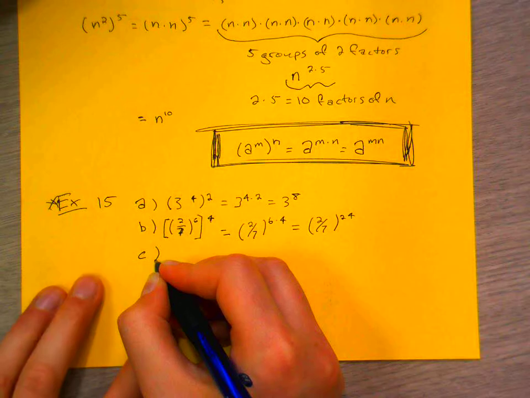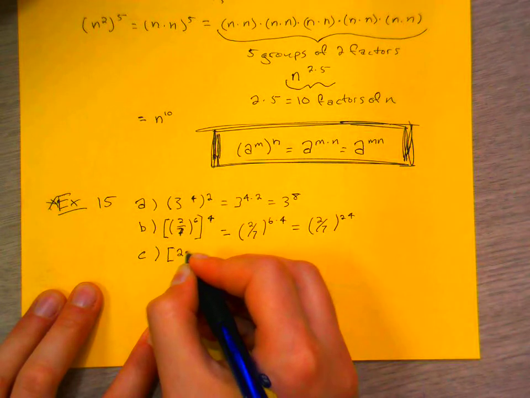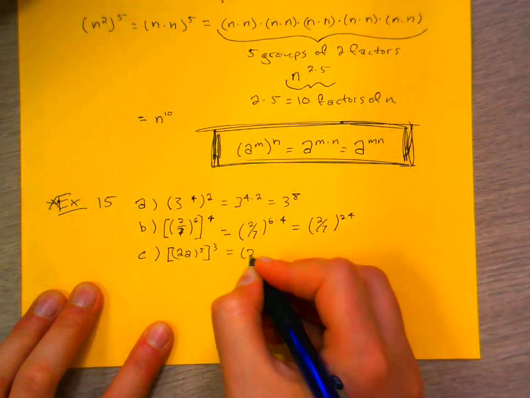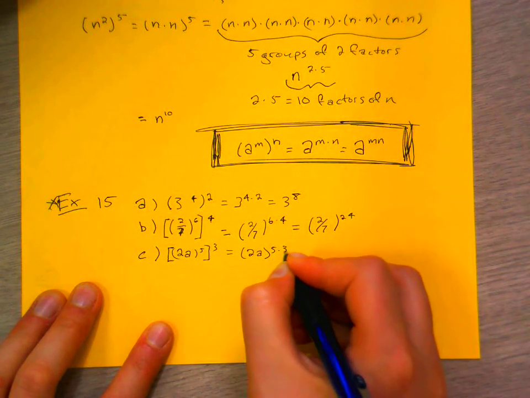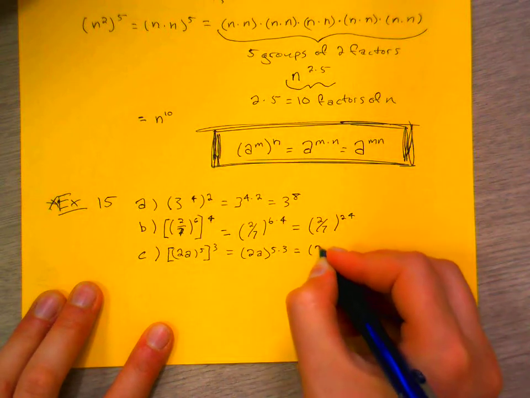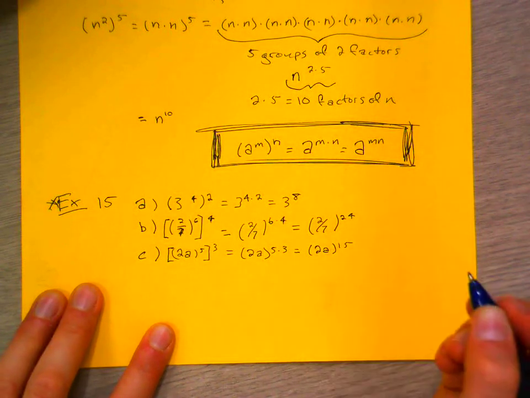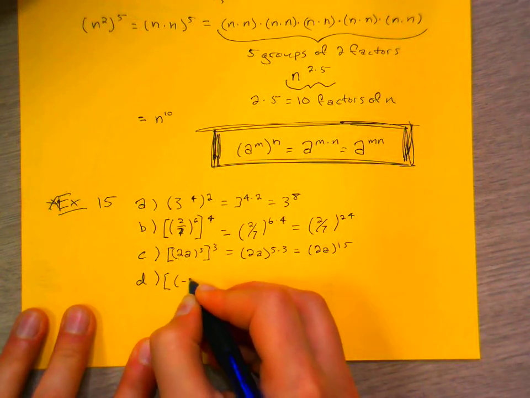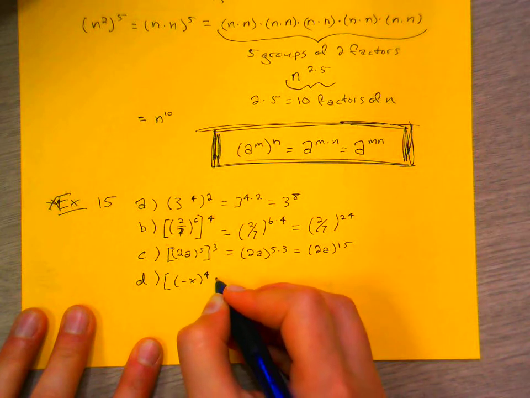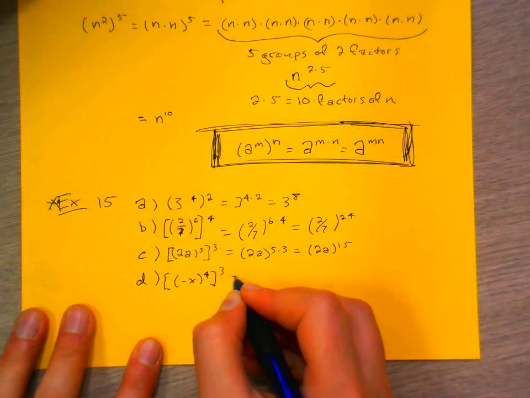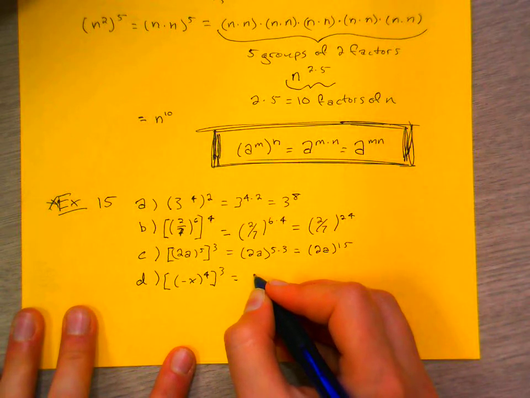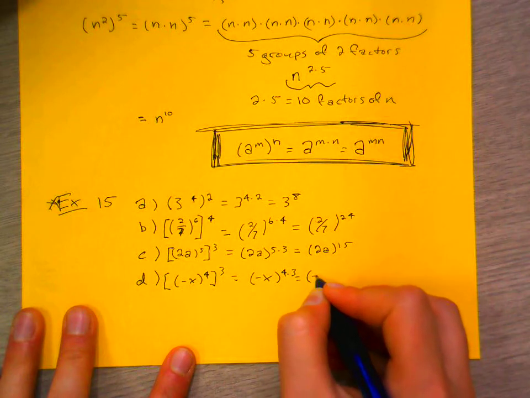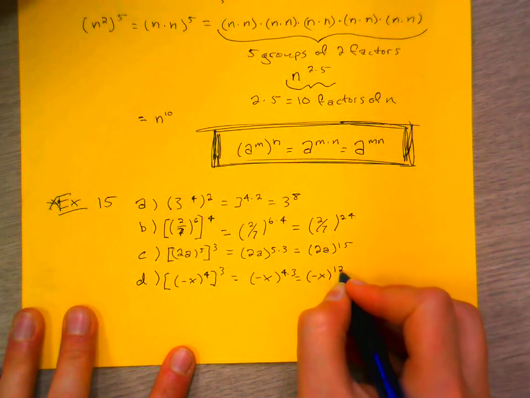See? C. 2a to the power of 5, the whole thing to the power of 3, equals 2a to the power of 5 times 3, equals 2a to the power of 15. Last one, D. We have negative x to the power of 4, whole thing to the power of 3, equals negative x to the power of 4 times 3, equals negative x to the power of 12, equals x to the power of 12.